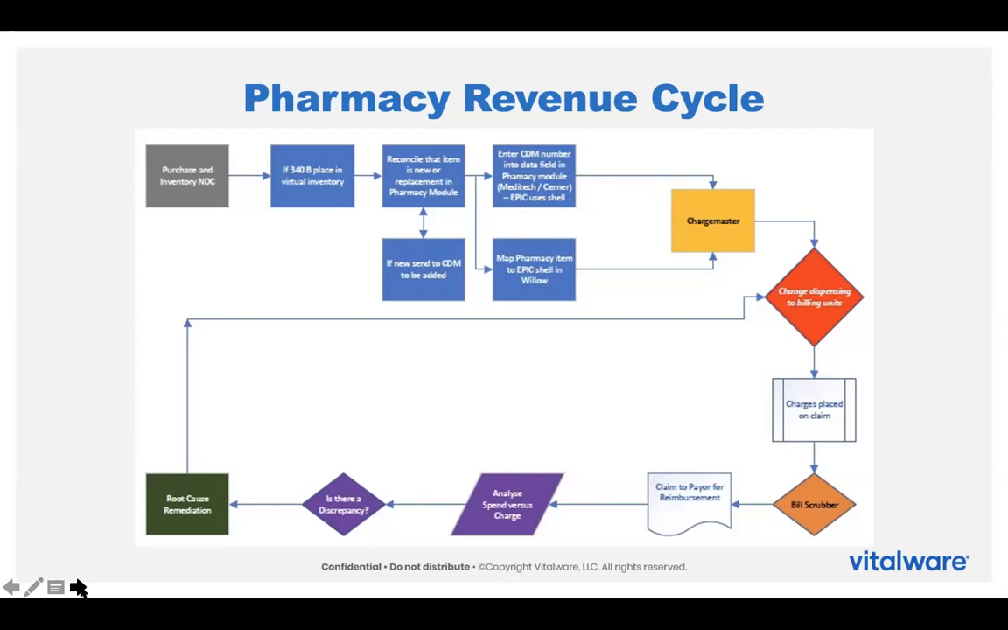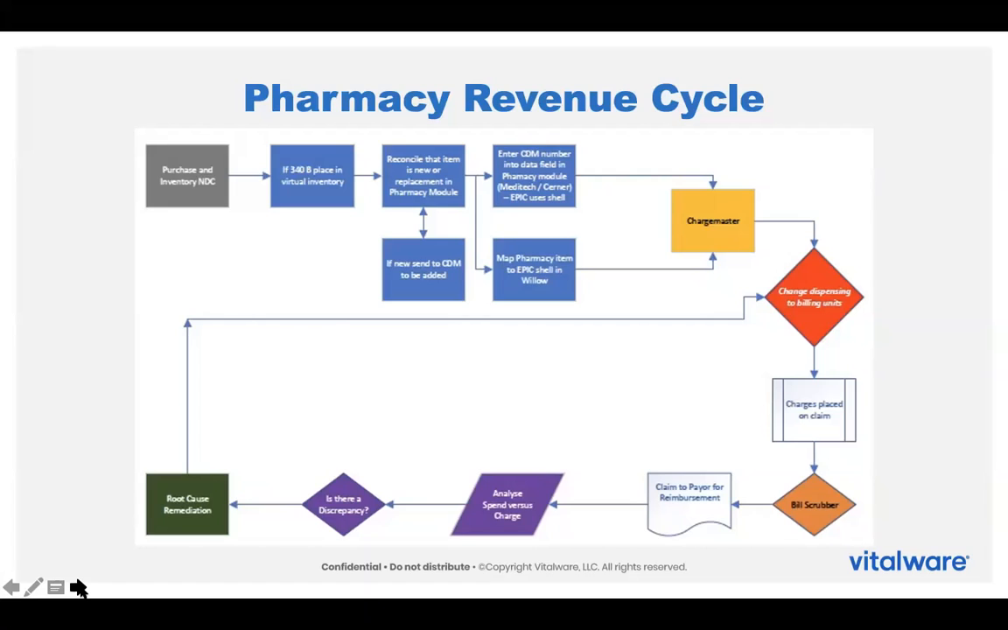Now here's when the charges go on the claim. It is imperative that if this is a drug that requires authorization, it has received an authorization prior to administering it. So up before the charge master is the administration. And if there's no authorization, then everything after that is really quite pointless because you're not going to get paid for it. The claim will go to the payer for reimbursement.